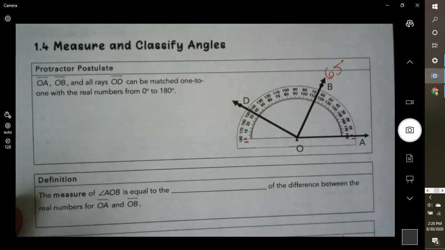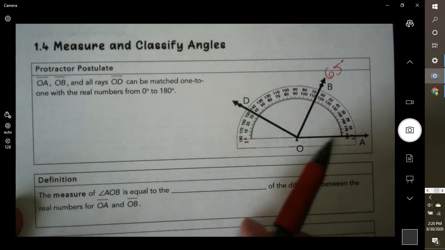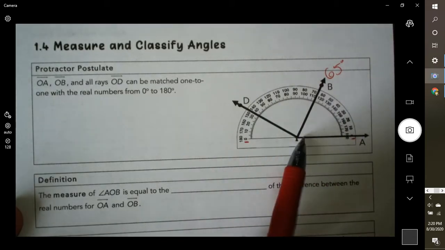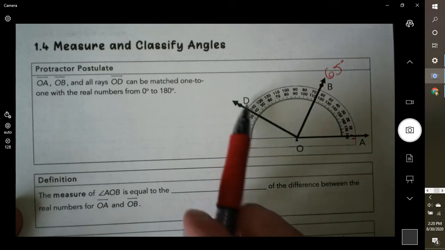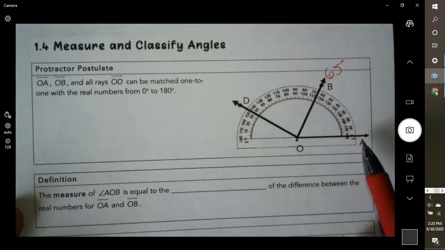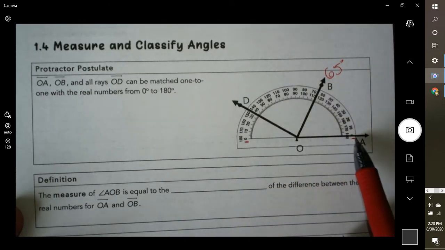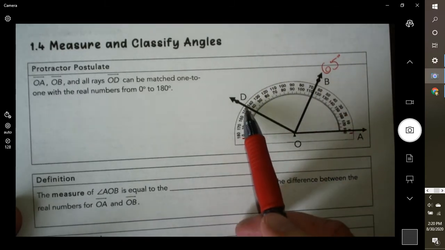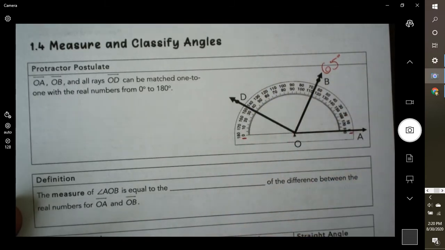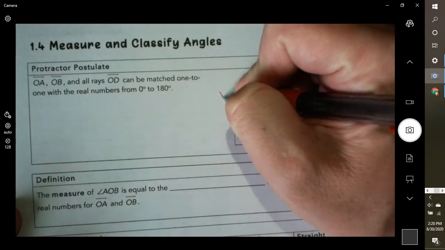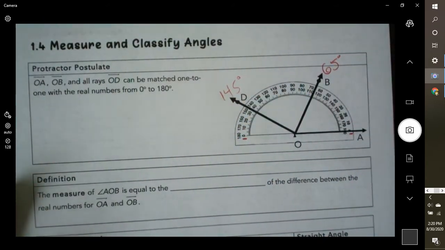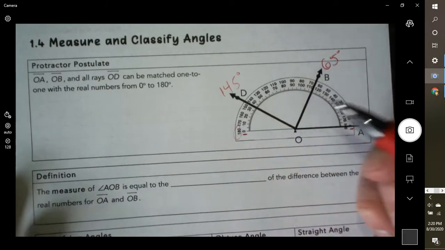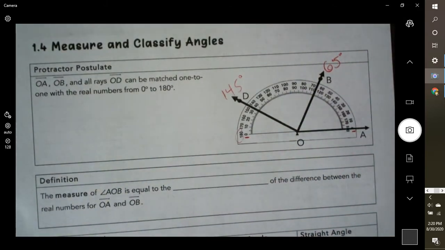And now if we measured AOD, this very wide and obtuse angle, we are going to go ahead and start at 0 again, and we'll go past our 65 and end up between 140 and 150. So we'll call that one 145 degrees. And we can notice again that we can measure up to a straight line or a 180 degree angle there.